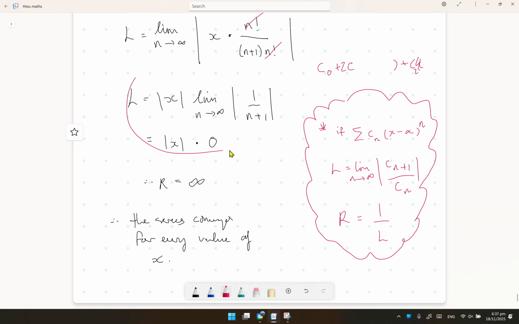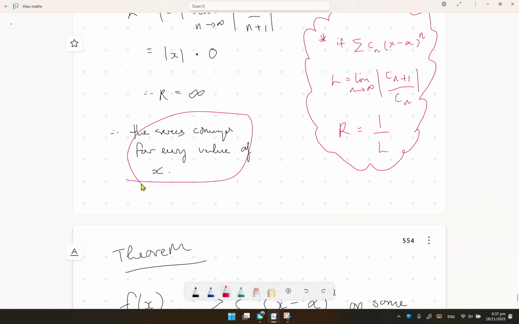And we found that this one, L, is going to be equal to 0. So 1 over 0 is infinity. And if R is equal to infinity, then that means that the series converges for any value of x, right? So yeah, that's exactly what happens. So this thing converges for every value of x.